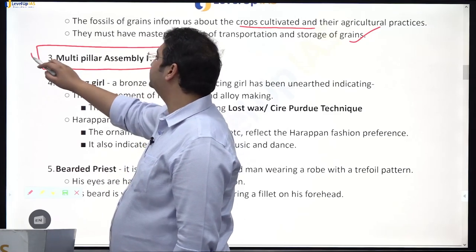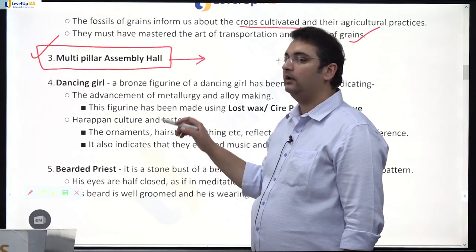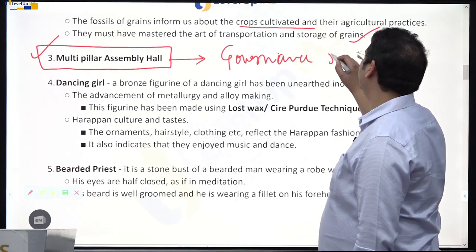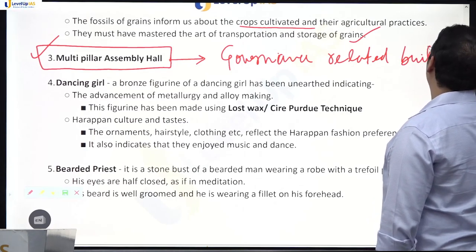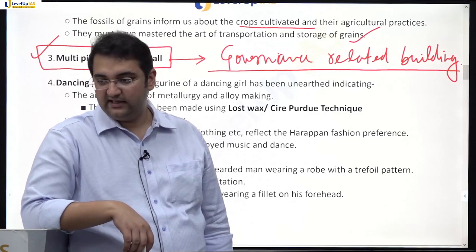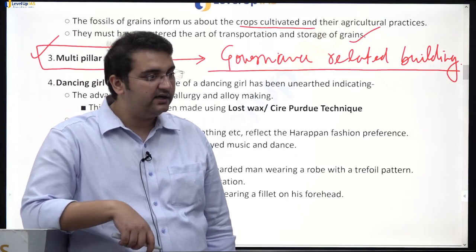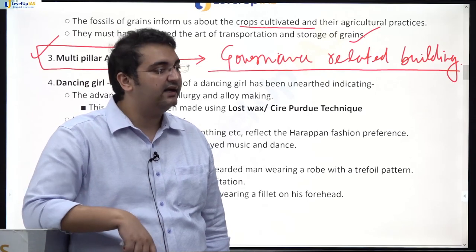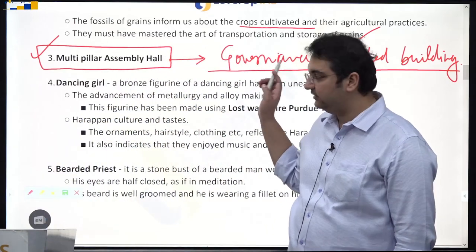Another architectural feature discovered from Mohenjo-daro is a multi-pillared assembly hall, right? What does this indicate? It was probably a governance related building. So we don't know about the exact nature of the polity of the Harappan civilization, whether it was a monarchy, a republic, an oligarchy, but it was some kind of meeting hall. Had it been a monarchy, it was probably the place where the king would hold his court. Had it been a republic, this was probably acting as a senate or some kind of legislative house for debates and discussions. Okay? So it had some kind of political significance that we know.